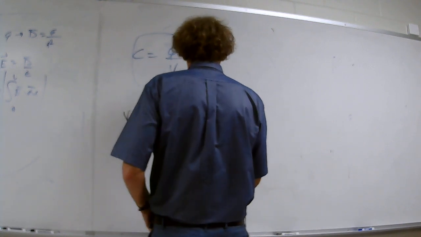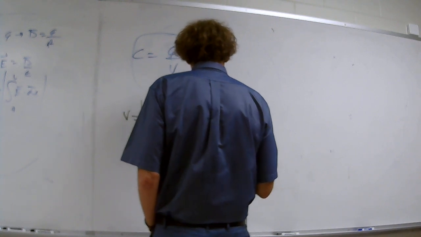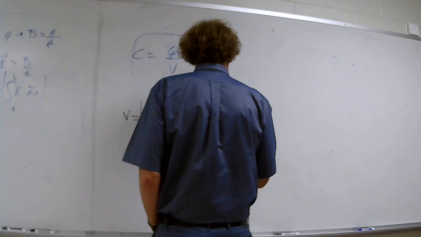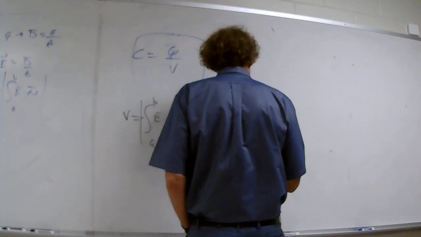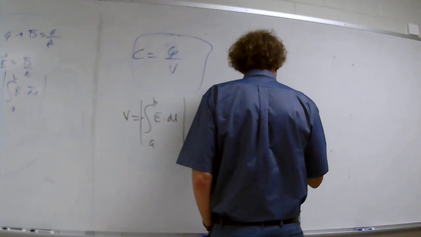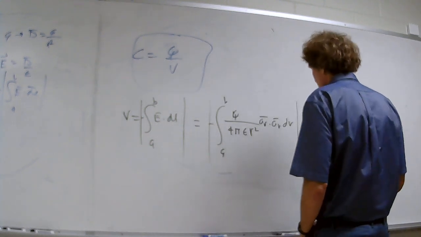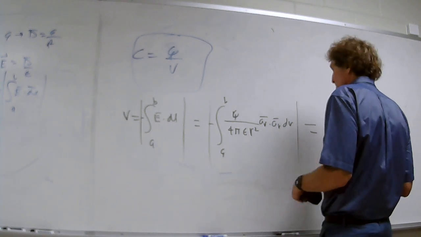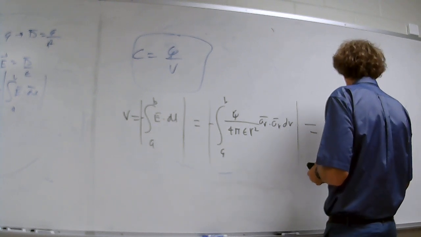It can't be negative. So the voltage here will be equal to the integral from A to B of the E field, which is Q over 4 pi epsilon r squared, a_r dot a_r dr. I'll put a magnitude on that. The a_r's cancel, and I get Q over 4 pi epsilon times 1 over A minus 1 over B.